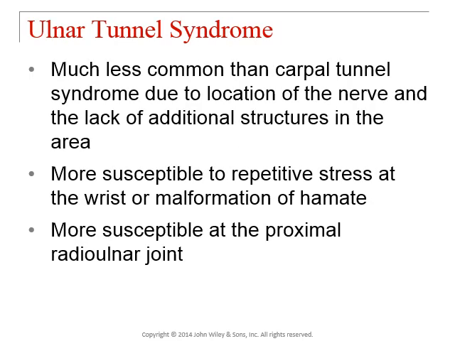Now, conversely, ulnar tunnel syndrome actually occurs less at the carpal area, because very simply the ulnar nerve only passes between the hamate and the pisiform underneath that particular ligament, so there's not as much mechanical stress at that particular area. It's actually more so due to malformation of the hamate.